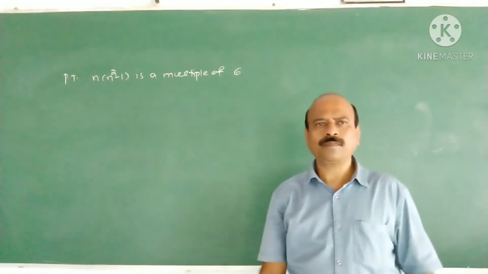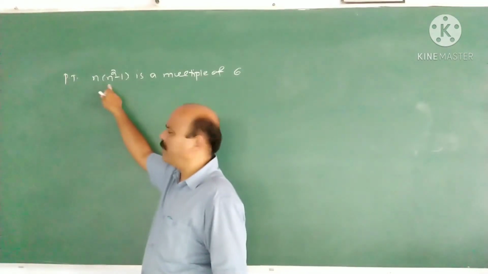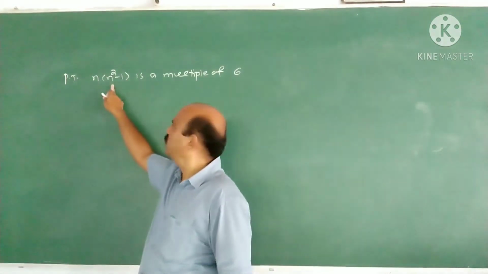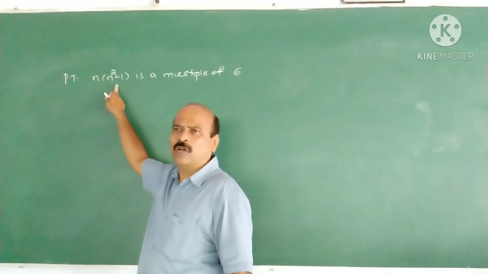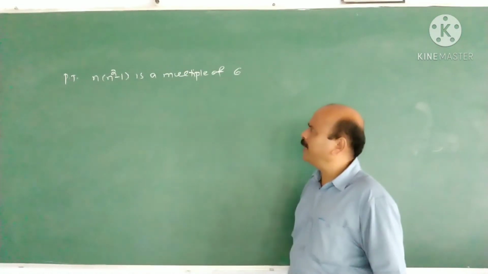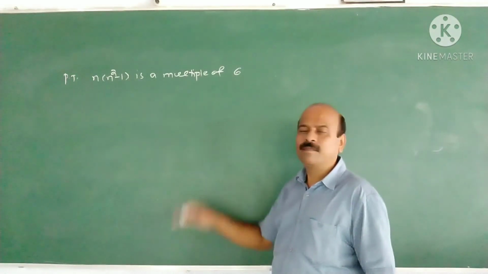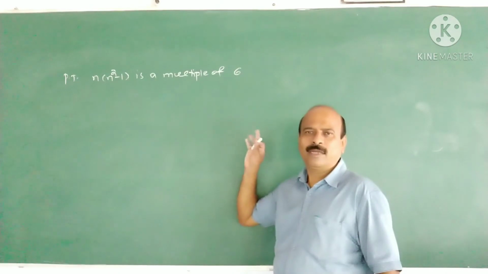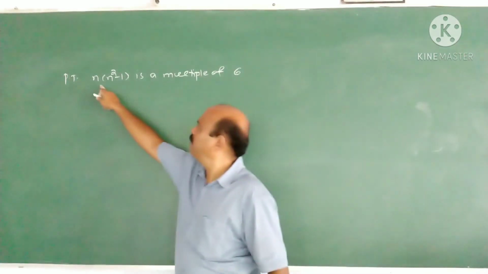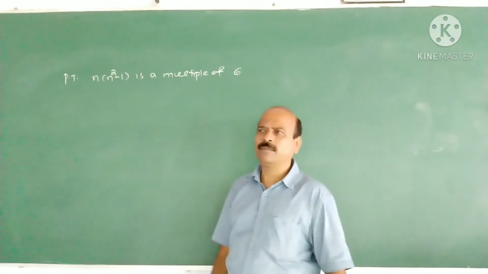See, suppose it is not given, what is n? It is not mentioned, then it is understood n is a positive integer or a natural number. The problem is, prove that n into n square minus 1 is a multiple of 6. For any n here, n may be any natural number, then it is a multiple of 6, or 6 divides this. How to prove this one?